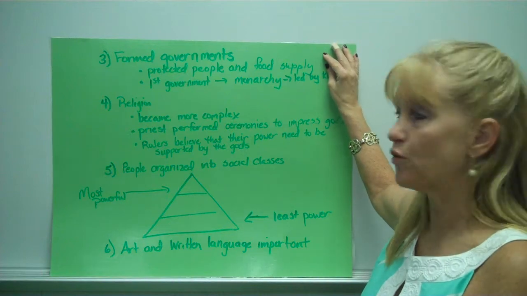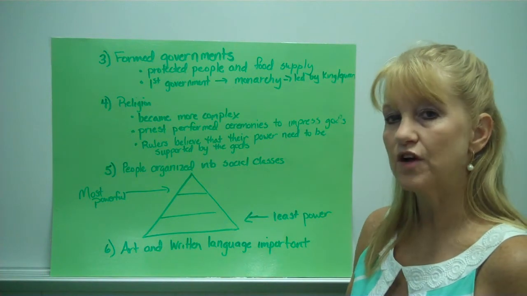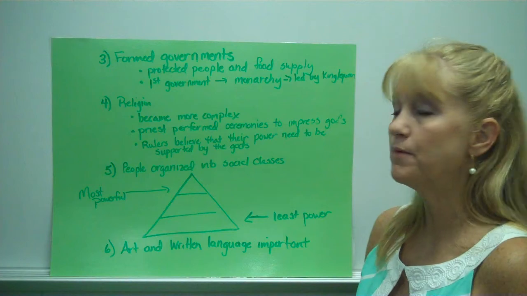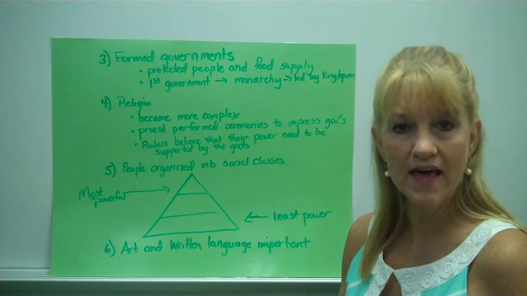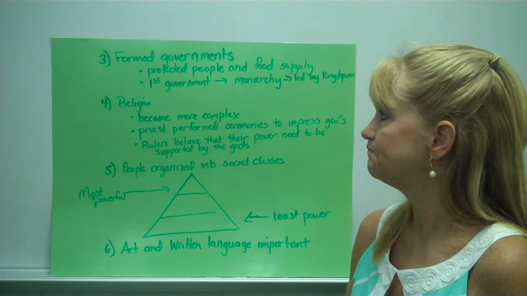3, these civilizations formed governments. And these governments are what protected the people and their food supply. The first government was known as a monarchy, and the head of a monarchy is a king or a queen.